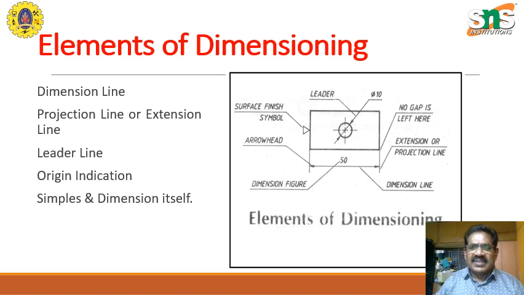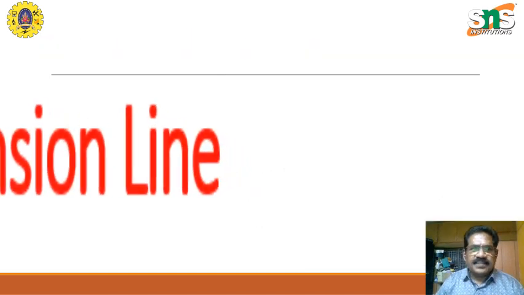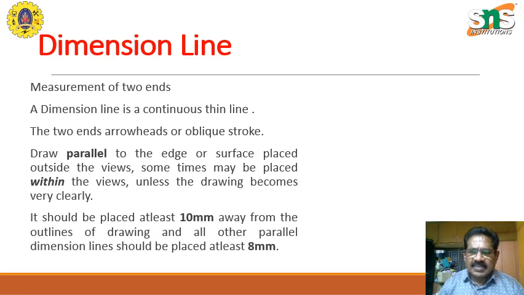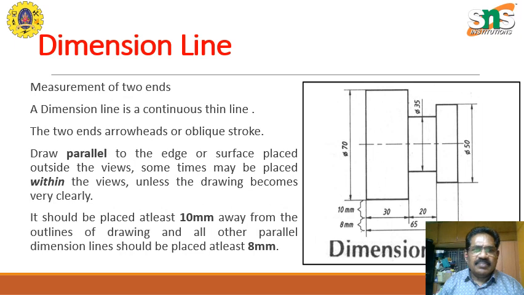Now here they have said there is no gap, but generally in CAD drawing, in order to distinguish between the main component and the dimension line, a small gap will be given. Okay, so next is the dimension line itself. In the dimension line, it's a measurement between two ends.